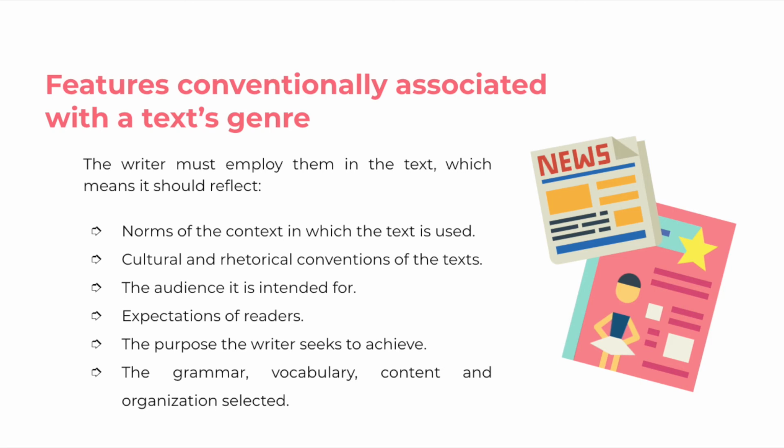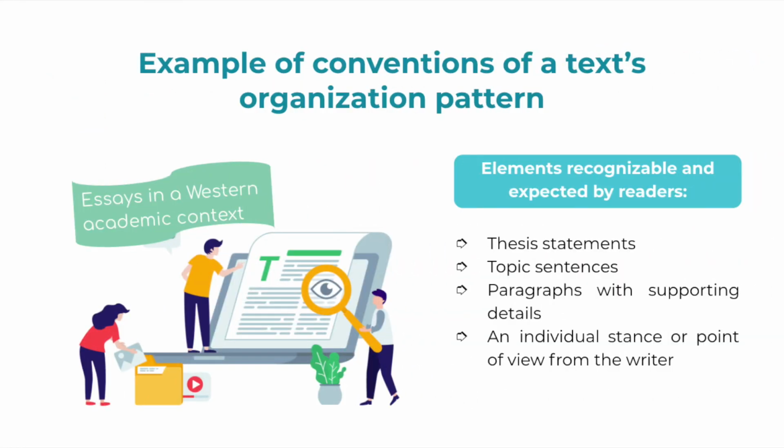the expectations of readers, since the members of a community have to recognize similarities among the texts, the purpose the writer seeks to achieve, and the grammar, vocabulary, content, and organization selected according to the text context and specific situation it is written for. An example of the conventions of a text organization pattern can be the writing of essays in a Western academic context, in which the following elements are recognizable and expected by readers: the thesis statements, topic sentences, paragraphs with supporting details, and an individual stance or point of view from the writer.